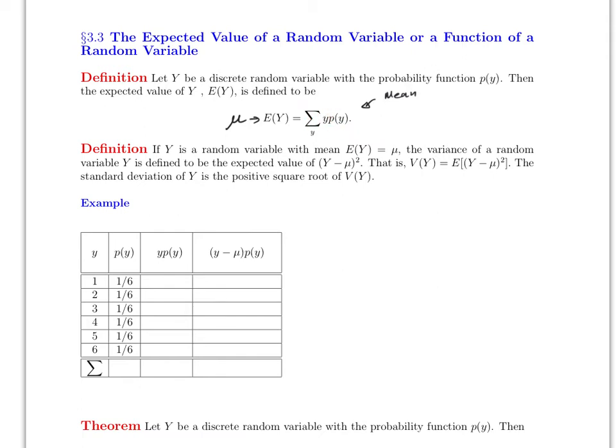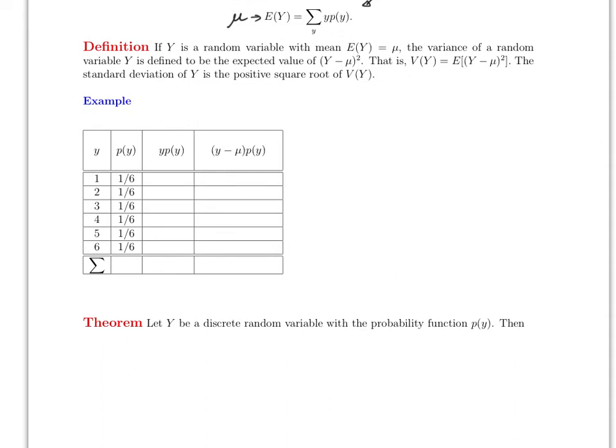Now, once you find the mean or expected value, you can use that to find the variance. The variance of a random variable is defined to be the expected value of this. Or in other words, the variance is equal to the expected value of y minus the mean, squared. And the standard deviation is going to be the square root of the variance, or the positive square root of the variance.